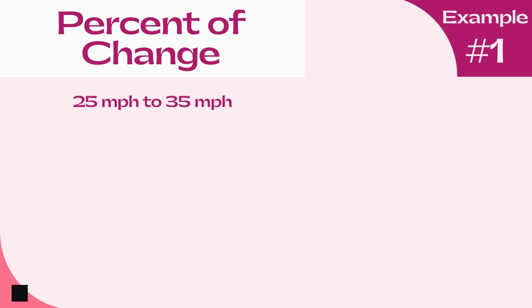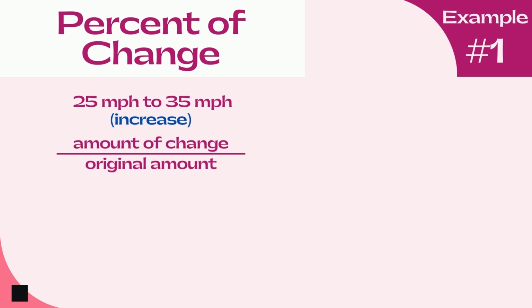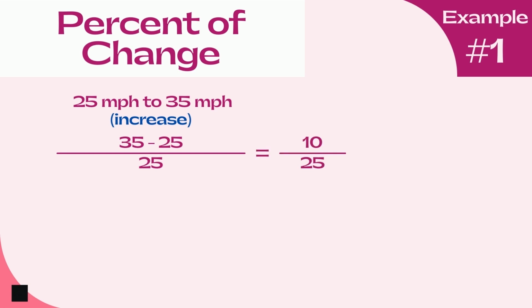Example number 1. What is the percent of change? 25 miles per hour up to 35 miles per hour. The first thing to notice is that the number is going up. So this is a percent of increase. Remember, to find the percent of change, we need to find the amount that it changed and the original amount. Then we divide them. The amount of change can be found by subtracting the numbers 35 minus 25, and the original amount is the amount that it was first, so 25.